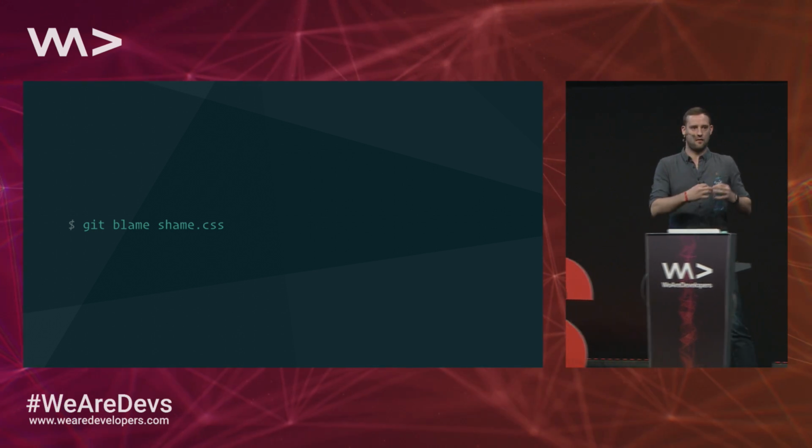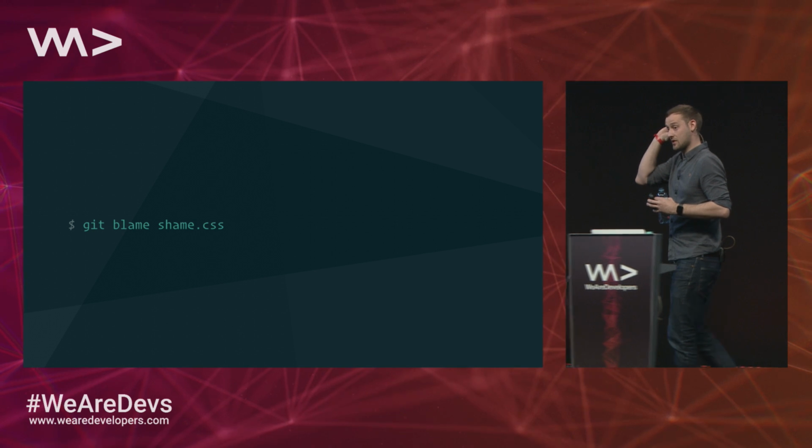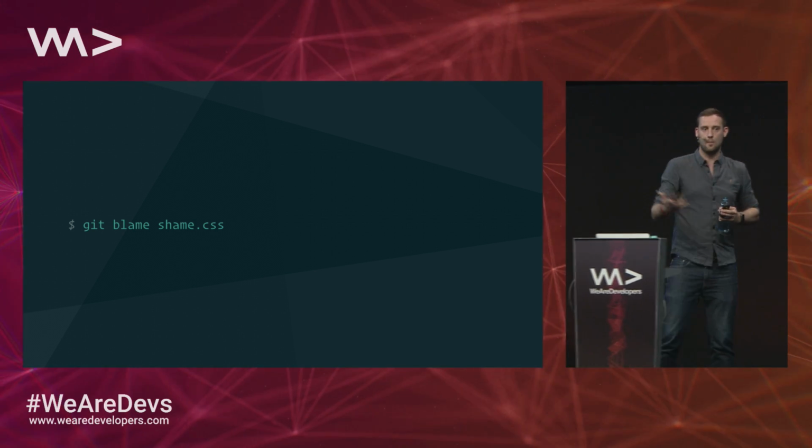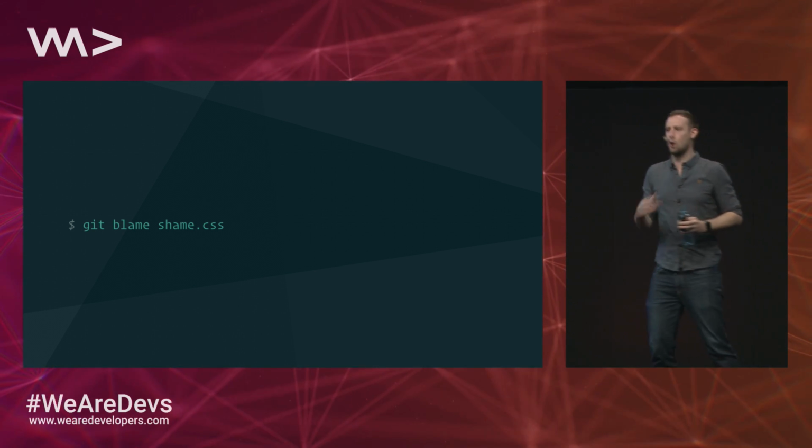Two months later, I came back, and the shame.css file was full of hacks. And they were all around the grid system. So I did a quick git blame, and it turned out that there's one particular developer who just hadn't understood the grid system very well. Not his fault, completely my fault.